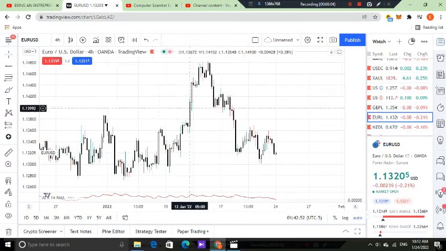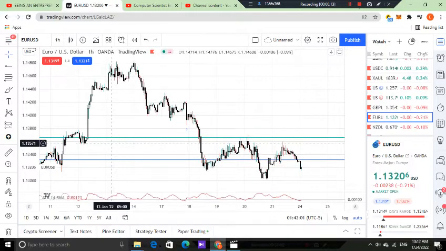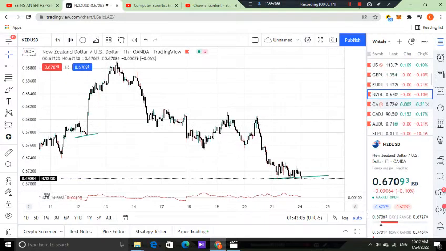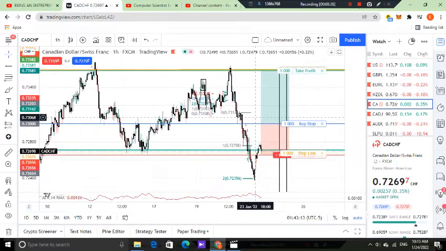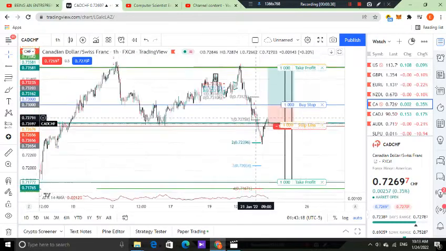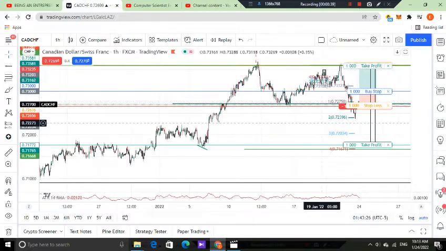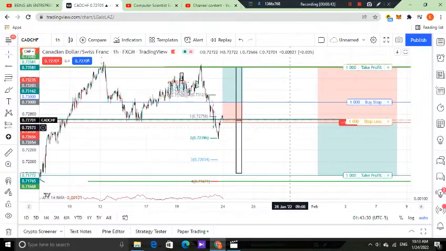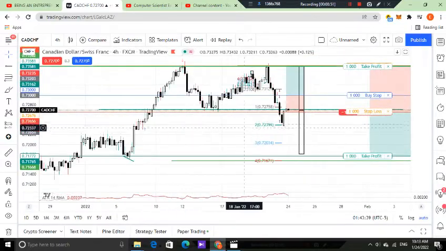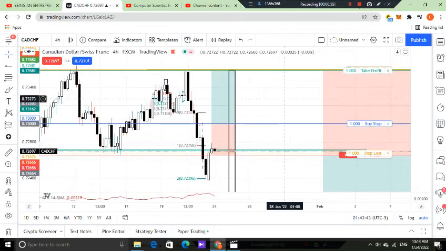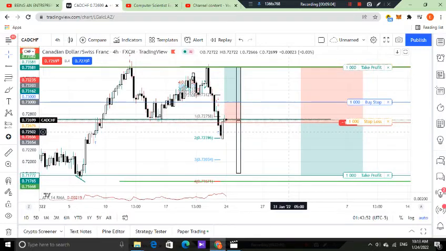And here, for example, here, I think I found a good example here, and we have this first leg, and the market is forming its second leg, and I already set an order here, a sell order here.